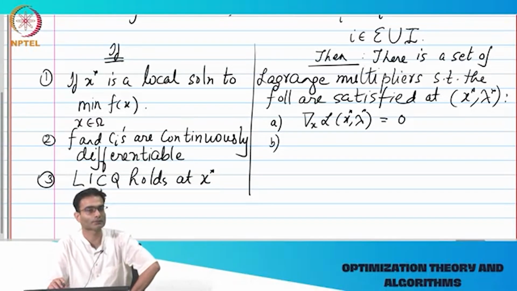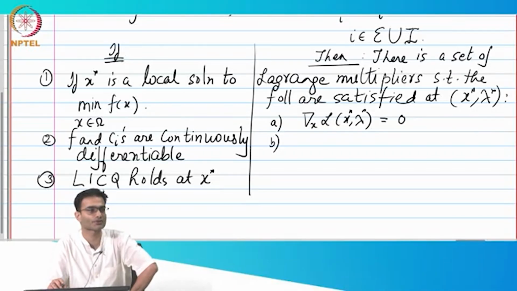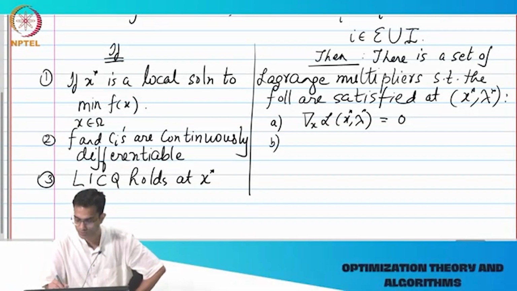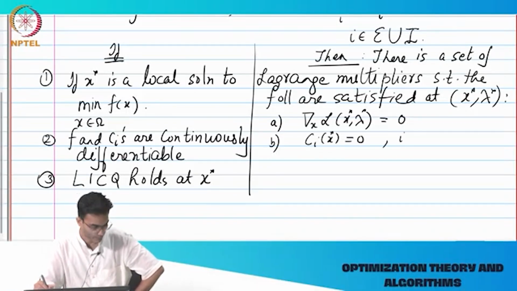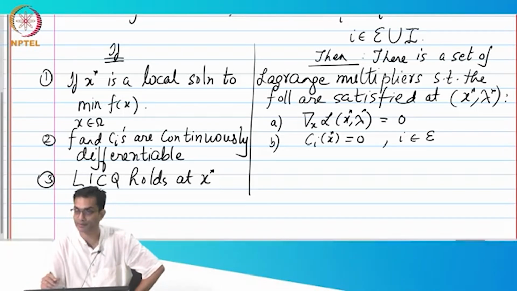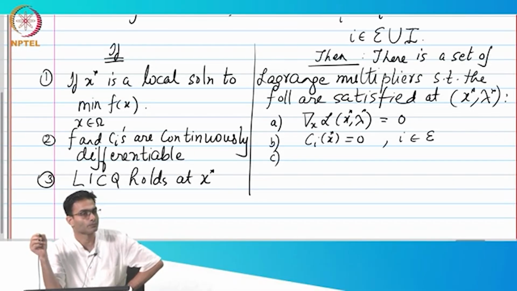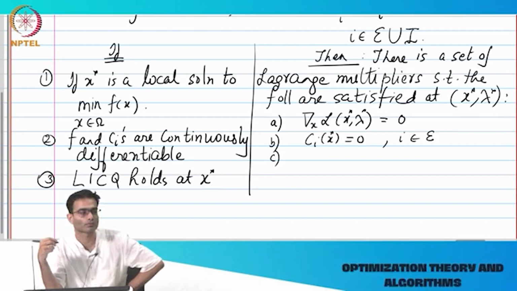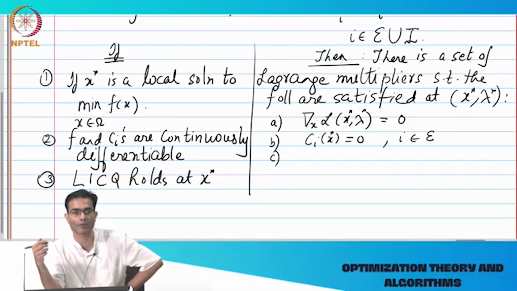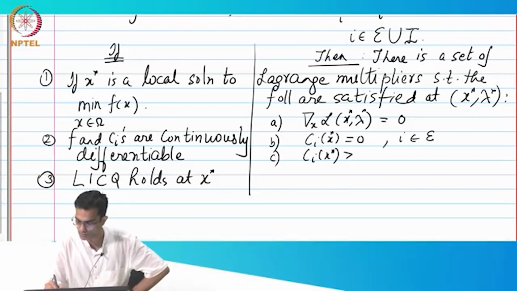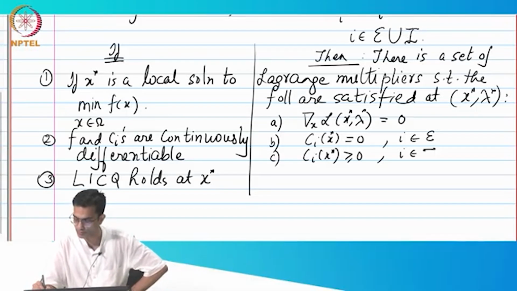What is the other thing? The next two steps are very obvious. We should be on the feasible set. That means equalities should be satisfied. So c_i(x star) should be equal to 0 for i belonging to the equality set. What should be point C? Look, it's just an analog of point B. What would it be? Inequalities, right? So c_i(x star) should be greater than or equal to 0 for i belonging to the inequality set.